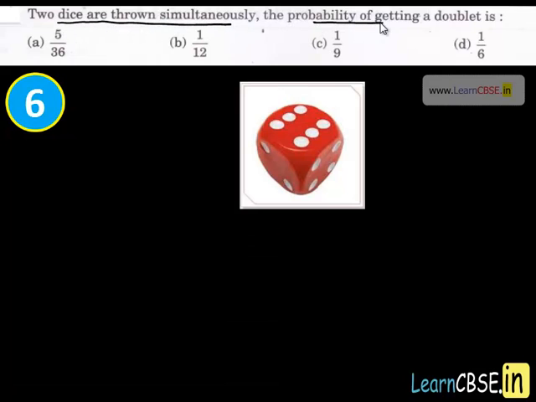Here two dice are thrown simultaneously and the probability of getting a doublet is, we have some options.